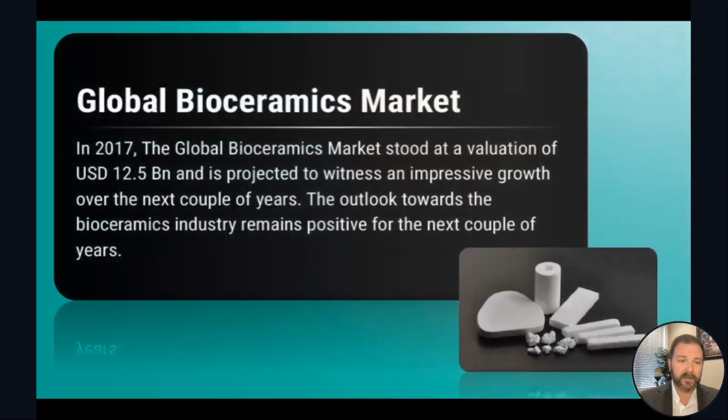So I found this statistic, and I thought it was really interesting. Because we're now 5 years removed, but it says in 2017 the global bioceramics market stood at a valuation of $12.5 billion, and is projected to witness an impressive growth over the next couple years. And the outlook of bioceramics remains positive for the next couple of years. Well, we're past the next couple of years, and I would say the outlook is tremendous.